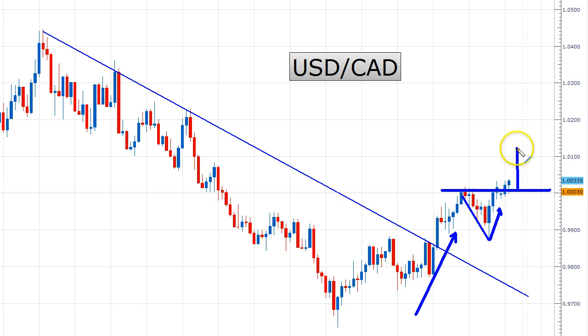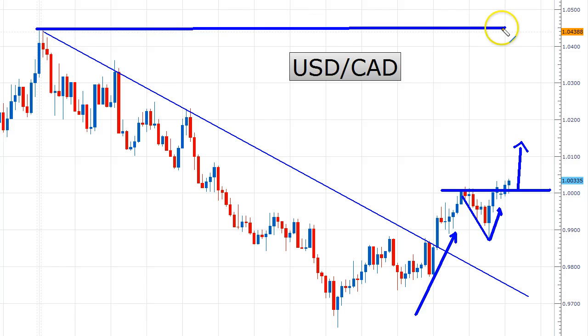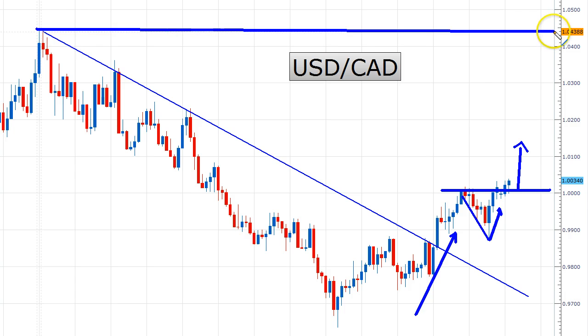If we get a momentum launch off this level, through 101 or whatever area you're watching, then the USDCAD again has very long-term potential, because the next key level is going to be all the way up here at the previous high around 104.5, which is a long way off. So that's another one to keep an eye on.